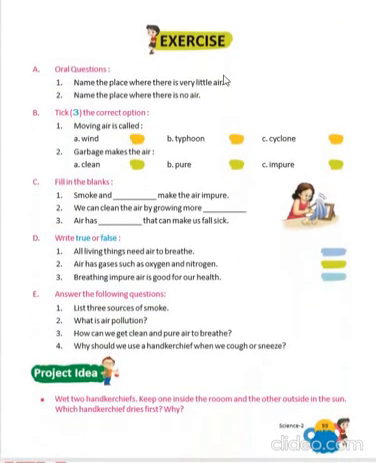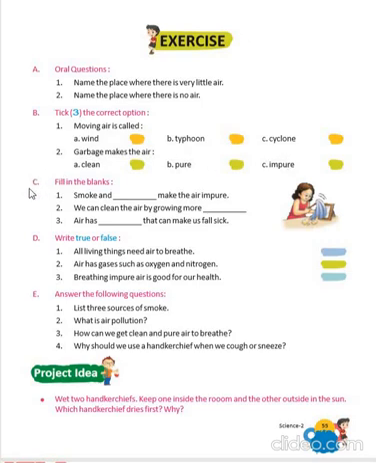Now let's come to exercise. Come to A. Oral questions. Name the place where there is very little air. It is Mount Everest. Name the place where there is no air. It is space. Now come to B. In this we have to take the correct option. Moving air is called wind. Garbage makes the air impure.